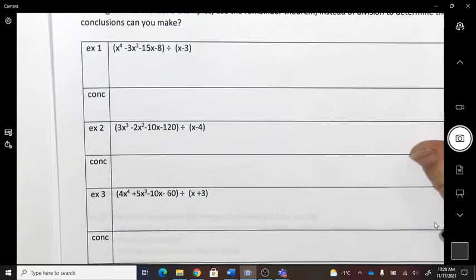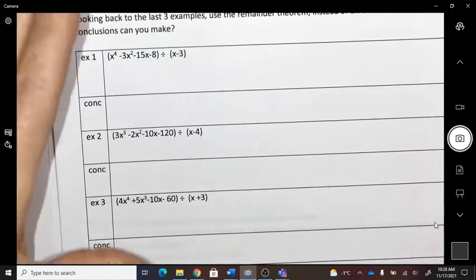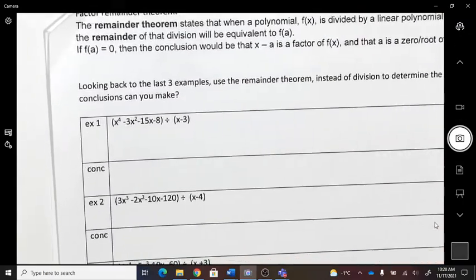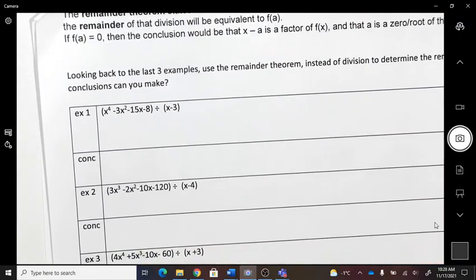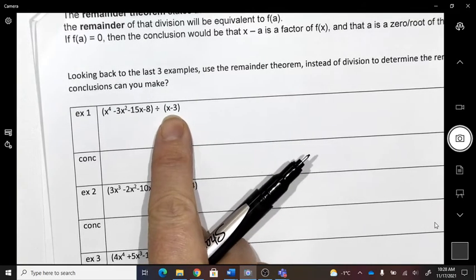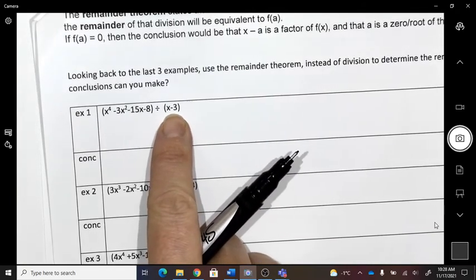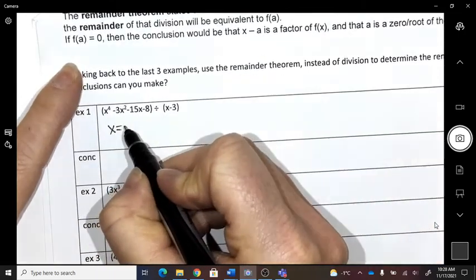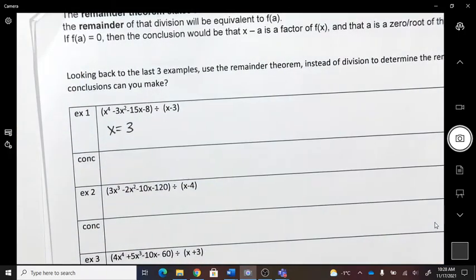Okay, the remainder theorem. Okay, so the remainder theorem is trying to decide if it's an x-intercept or not. Okay, so when I look at this, what value of x am I testing to see if it is an x-intercept? You're trying to test an x value of positive 3.